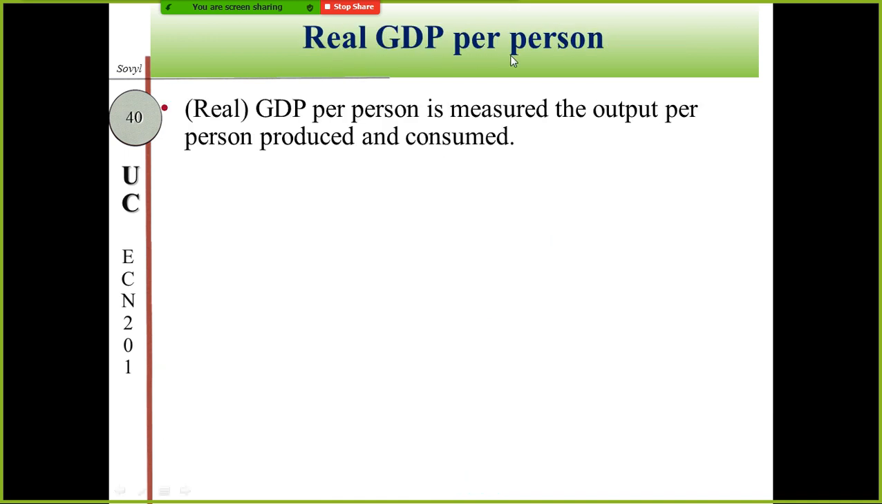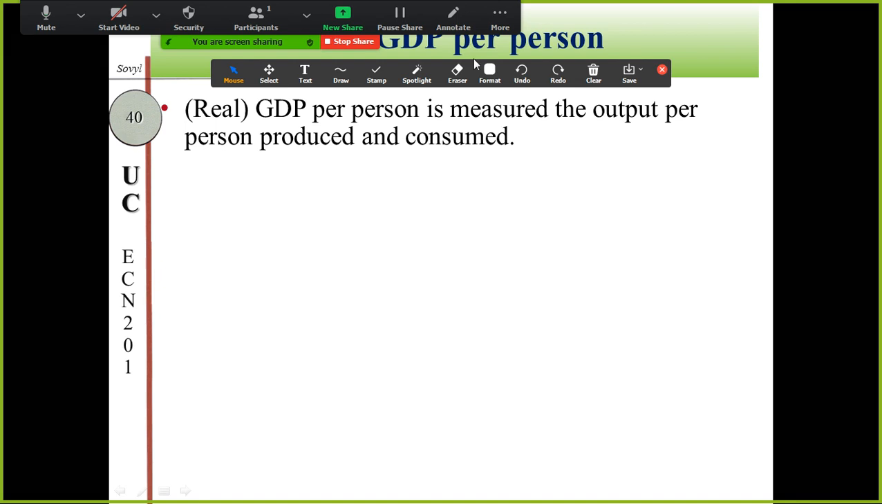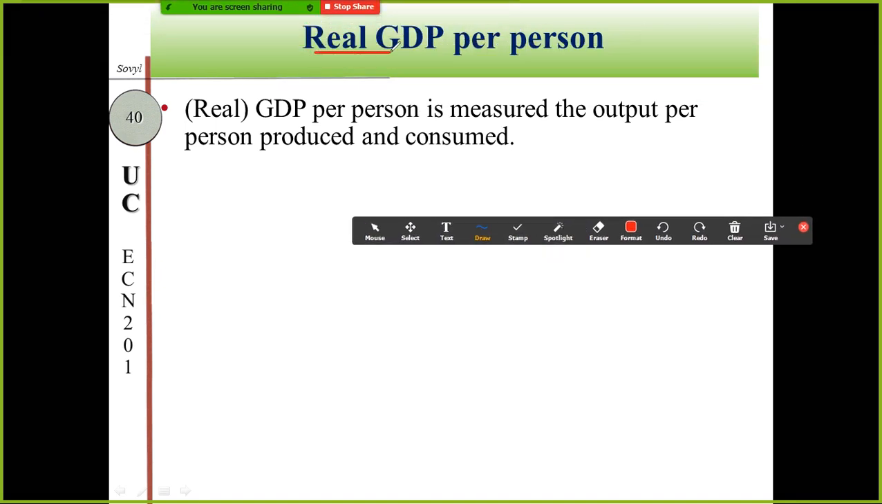Okay, real GDP per person. Real GDP, we already learned how to find real GDP from previous movies. But in this case, not real GDP, but real GDP per person. What does it mean per person? Per person means per each person. That's why real GDP per person means real GDP per each person.